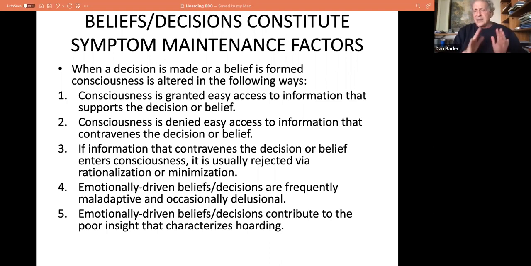Here is something that is often overlooked: belief decisions constitute symptom maintenance factors. When a decision is made or a belief is formed, consciousness is altered in the following ways. One, consciousness is granted easy access to information that supports the decision or belief. Two, consciousness is denied easy access to information that contravenes, goes against, the decision or belief. Three, if information that contravenes the decision or belief enters consciousness, it is usually rejected via rationalization or minimization.